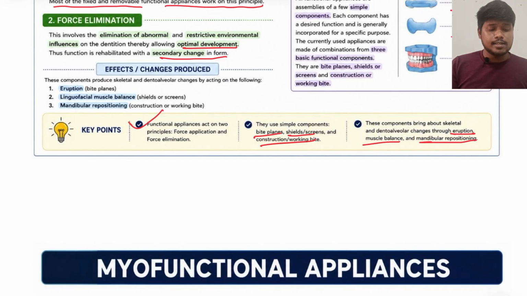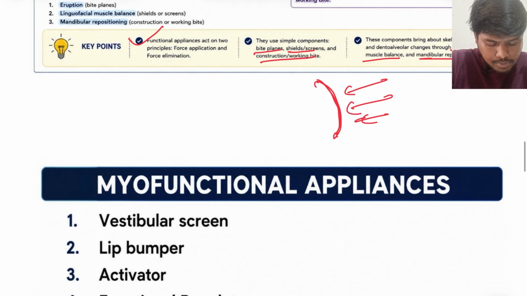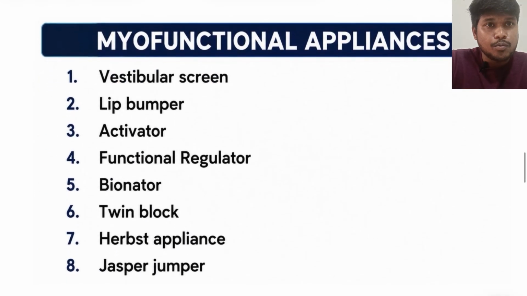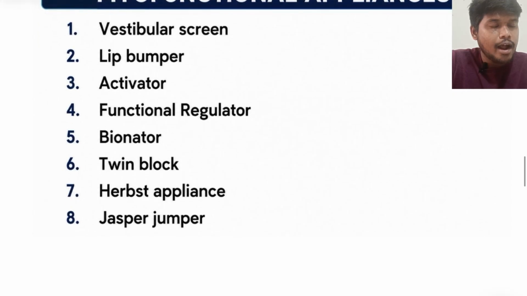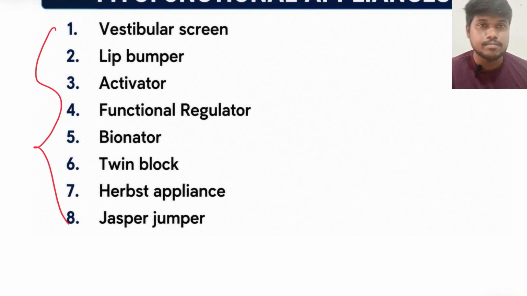So I hope you understand the components of the myofunctional appliances. One is bite plane, one is shield screen, and construction bite. So the appliances we will study in this chapter are vestibular screen, lip bumper, activator, functional regulator, Bionator, उसके बाद twin block, Herbst appliance, Jasper jumper. Okay, these are the myofunctional appliances we have to study. These are very important appliances, and they come in the 5 marks or 10 marks in the university exam.